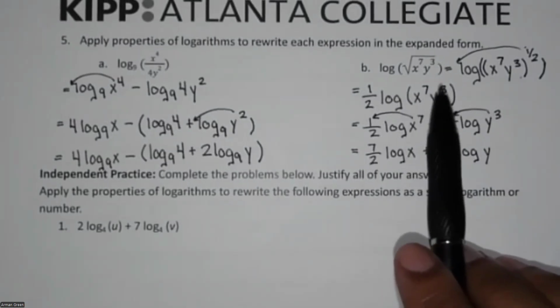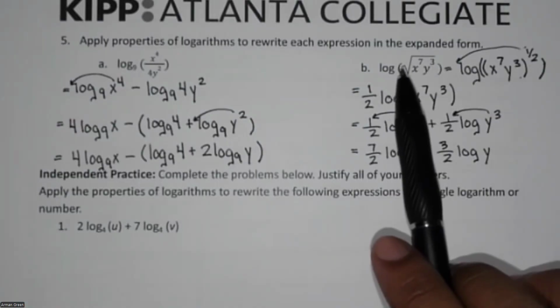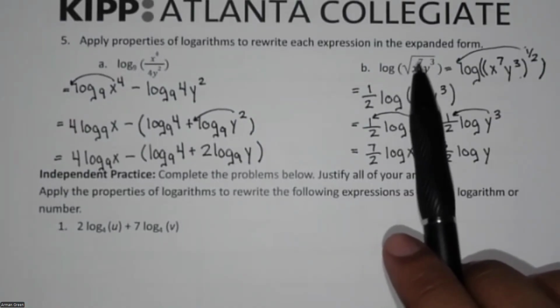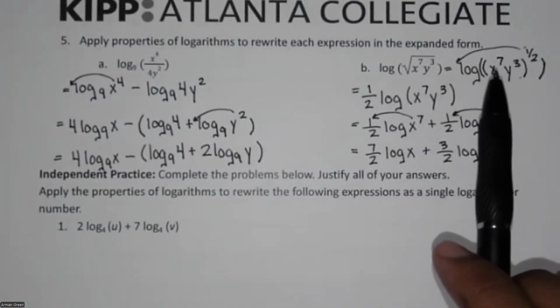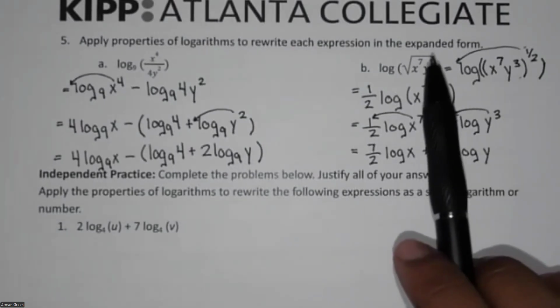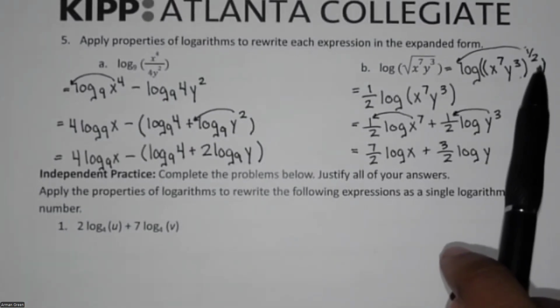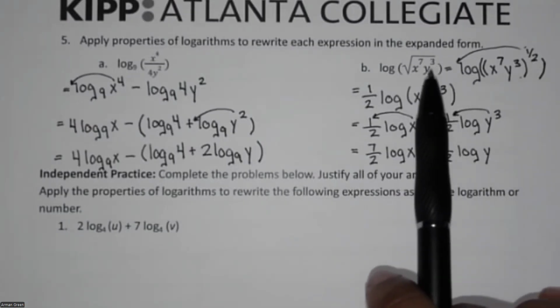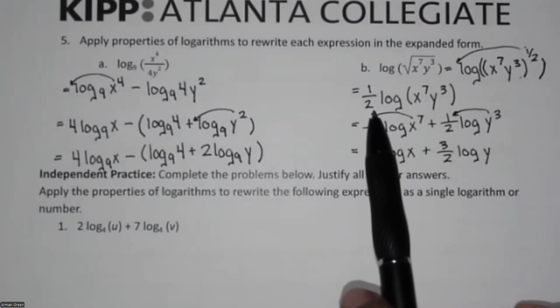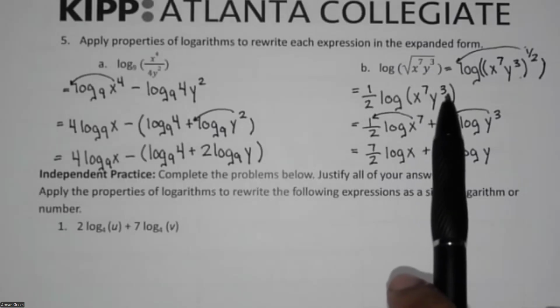So that's part A. Now, looking at part B, I already gave you the first step, which was instead of having the square root, we can rewrite this as x to the seventh y cubed to the 1/2 power, because that's what the square root is. So I have this exponent here on the outside. So what I can do is just move this 1/2 to the front, which is what I did. So I have 1/2 log of x to the seventh y cubed.